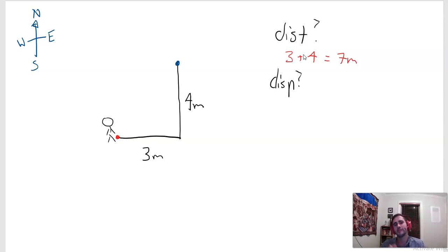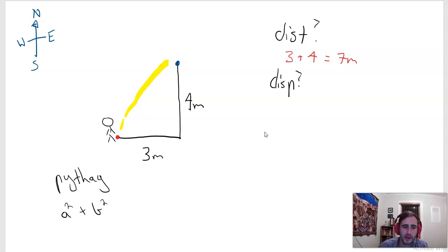Now displacement, it's a bit tricky because the previous problem was just a straight line, but in this case we're looking at this sort of diagonal here. And what we have to use is Pythagoras' theorem, which if you remember it was a squared plus b squared equals c squared. I'm going to write that just here so you can see it.